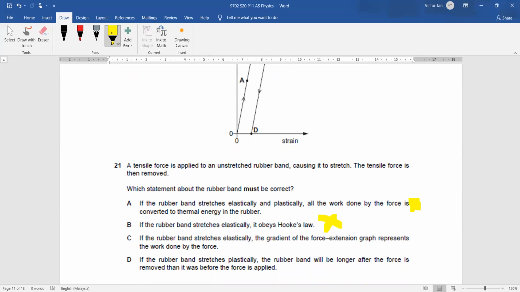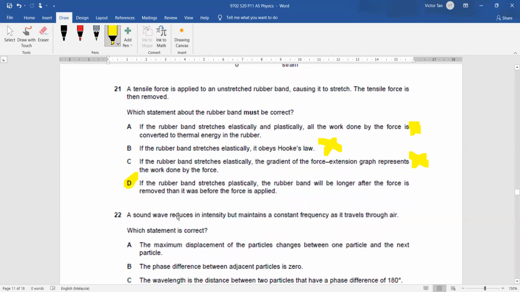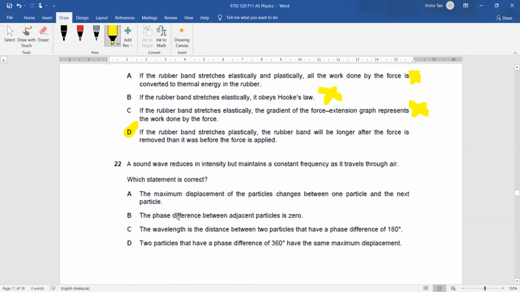A rubber band does not necessarily obey Hooke's law. If the rubber band stretches elastically, the gradient of the force-extension graph represents the work done. Gradient, no, it's the area that is the work done. If the rubber band stretches plastically, the rubber band will be longer after the force is removed than it was before the force. This is definitely true. So the correct one is B. For a rubber band, it doesn't necessarily obey Hooke's law.